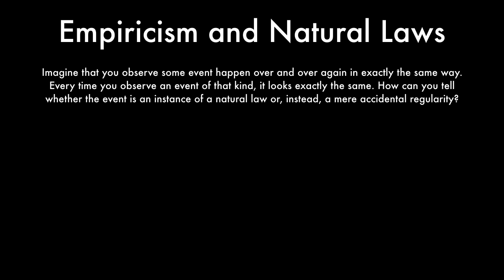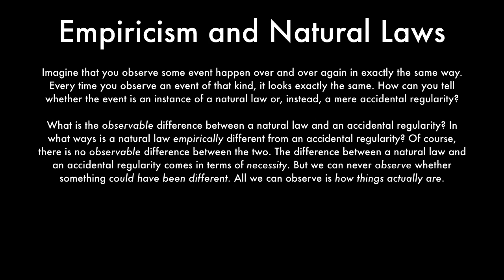Imagine that you observe some event happen over and over again in exactly the same way. Every time you observe an event of that kind, it looks exactly the same. Now, how can you tell whether the event is an instance of a natural law or, instead, a mere accidental regularity? What is the observable difference between a natural law and an accidental regularity? In what ways is a natural law empirically different from an accidental regularity?